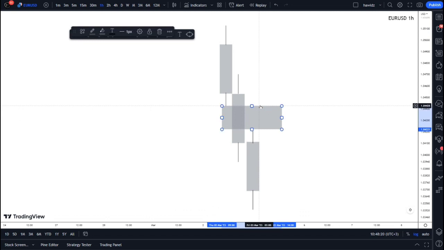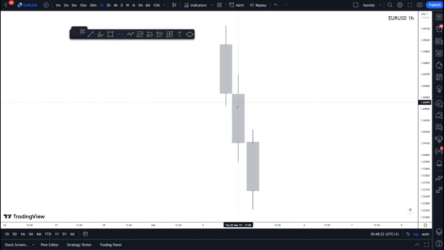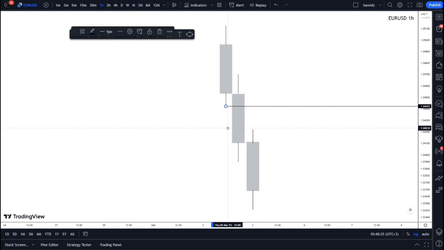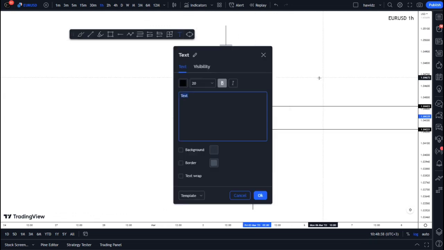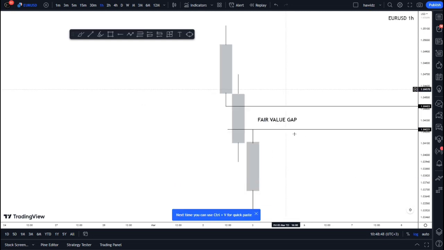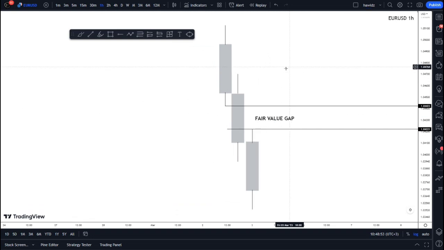We could put arrows. I think these rays would be more effective. So right there, this space here left behind, this is what we call, so let's just put the text there and indicate what it is, a fair value gap, an FVG. Now we know what a fair value gap is.